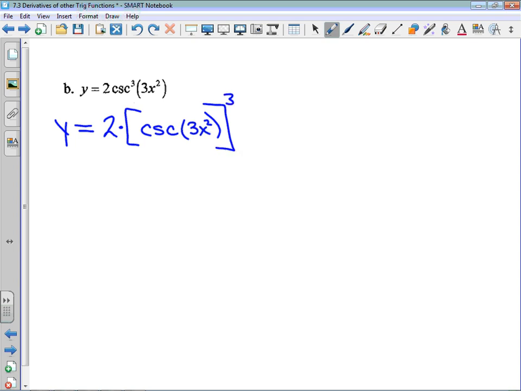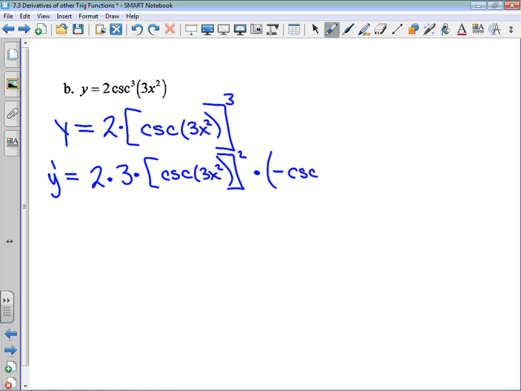So y prime, I'm going to take that constant out, so it's going to be 2 times, and then the derivative of something cubed is 3 times that something, which is cosecant 3x squared, and now it's to the power of 2. But what I need to do next is multiply by the derivative of that square bracket. The derivative of cosecant x is, and this is where it gets a little bit hairy, negative cosecant, the inner argument stays the same. So it's negative cosecant 3x squared times the cotangent of 3x squared.